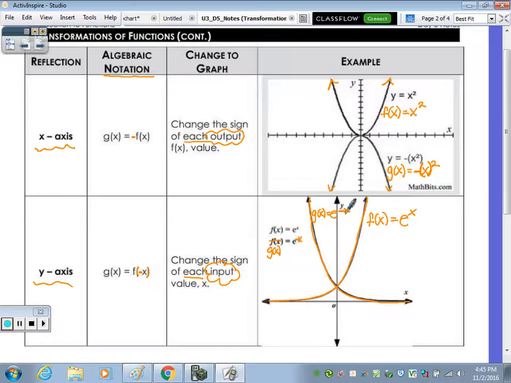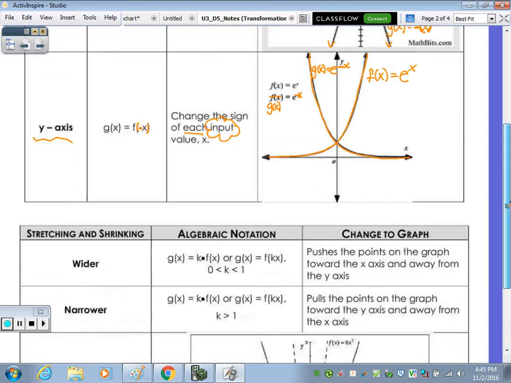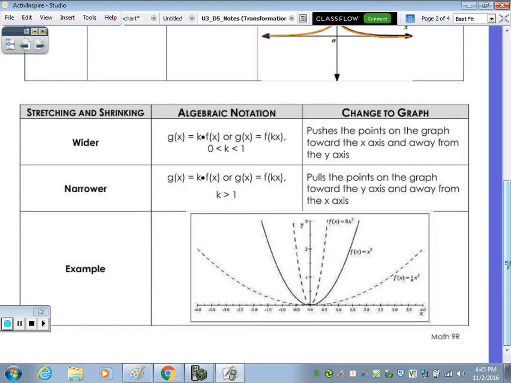We're going to look at some examples on the calculator. So let's just take down our notes for now, and we'll play around, because all of these, you can see what happens using your tool. So that makes it really easy. Now, stretching and shrinking, versus wider and more narrow.